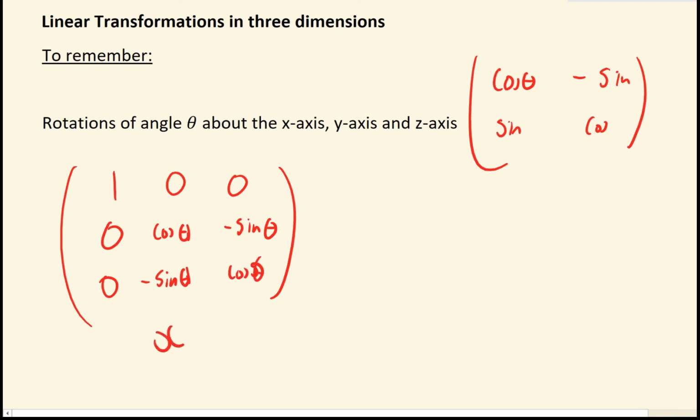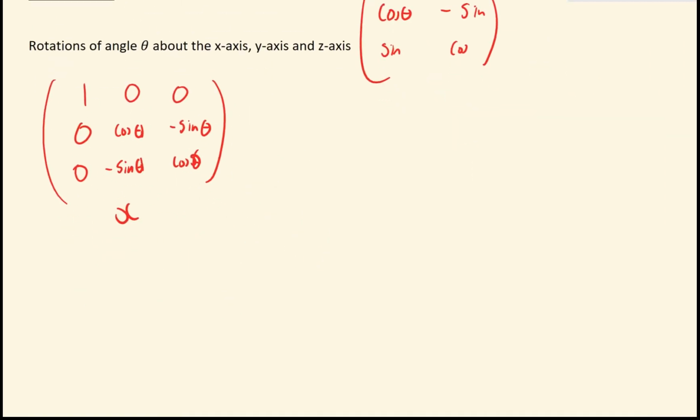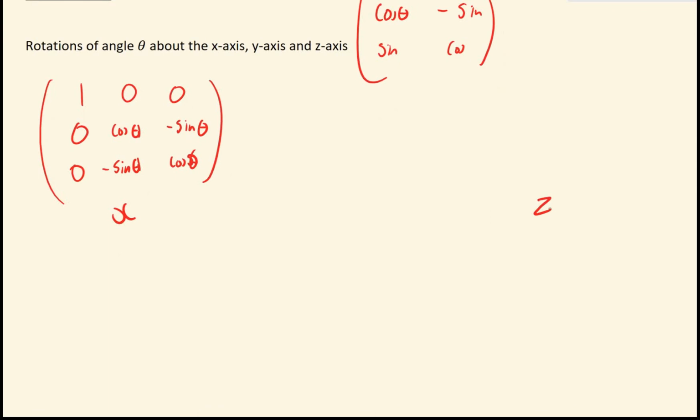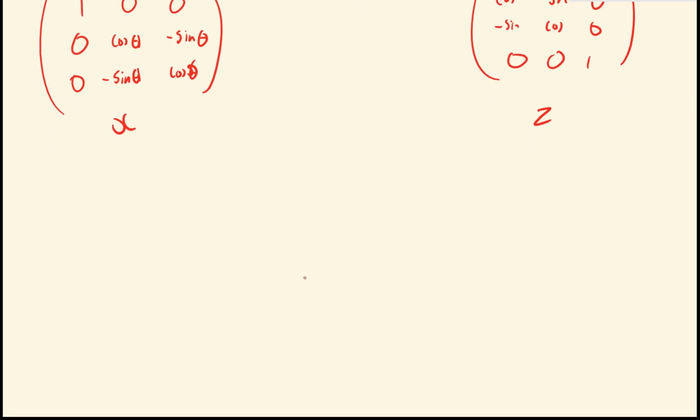So that was x. Z looks exactly the same. I'll come back to y in a second. For z, this will be 0, 0, 0, 0, 1, and this would then be cos, sine, minus sine and cos. Okay. For y, we do the same thing. We're going to have this sort of cross in the middle.